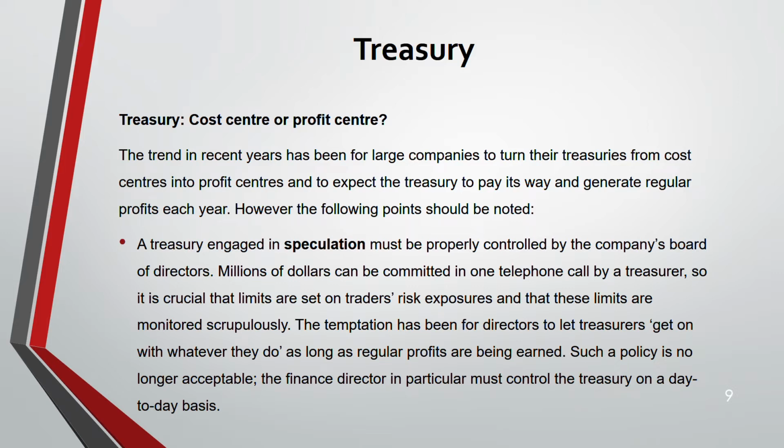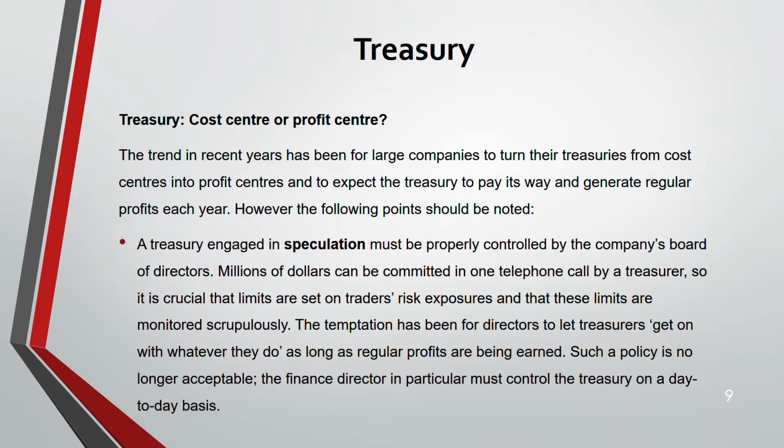The temptation has been for the directors to let the treasurers get on with whatever they do as long as regular profits are being earned. So what do the directors want? They're only concerned about profit. They don't care about the way the treasurer does it. They just want the profit. So they think, let the treasurer do what they want, as long as they are getting the profit, that's enough. But remember, this policy is no longer acceptable now.